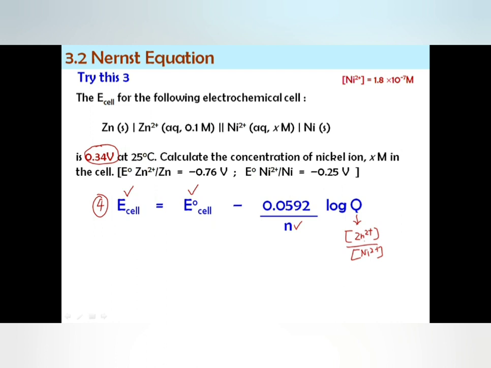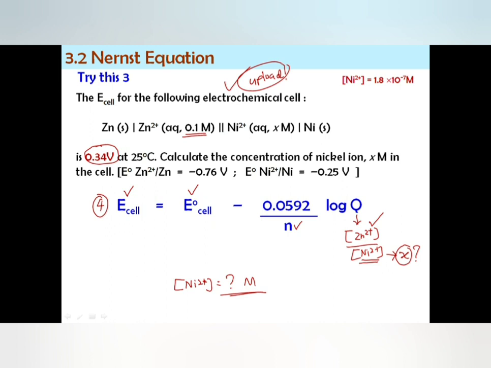Jadi, kita nak cari nickel punya concentration. Okay, zinc punya concentration dah diberi. Ini adalah X. Ini yang awak nak cari dia berapa. Okay. Jadi, saya harap boleh kira sampai awak dapat concentration of nickel 2 plus berapa. Okay. Don't forget unit mesti ada M. Buat, upload your answer. Okay. So, hopefully boleh buat untuk try this 3.